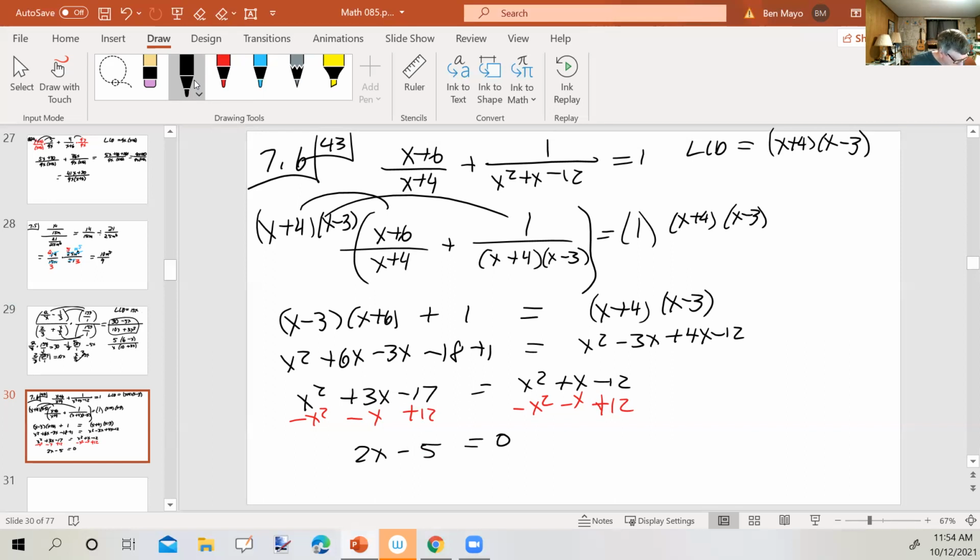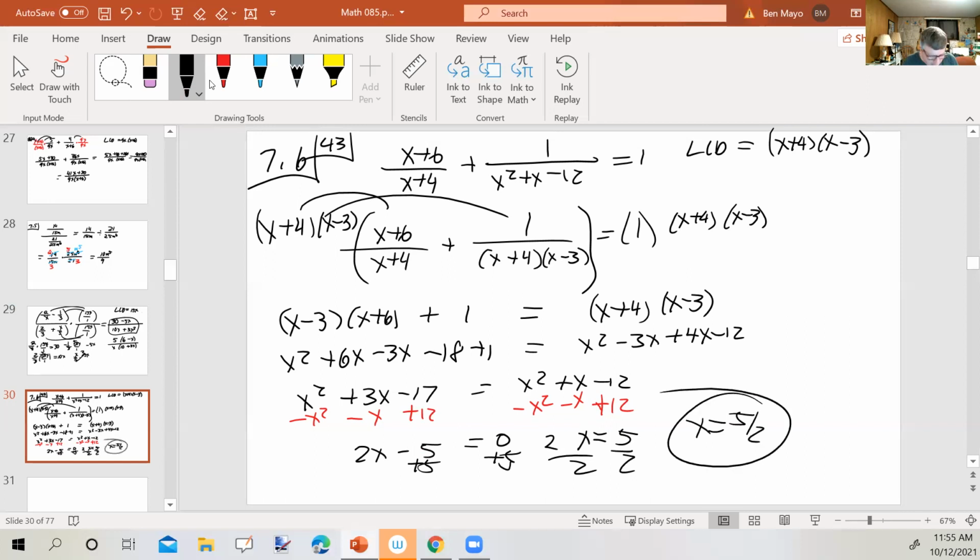Then I'm going to add 5 to both sides. 2x equals 5. Divide both sides by 2. x equals 5 halves.